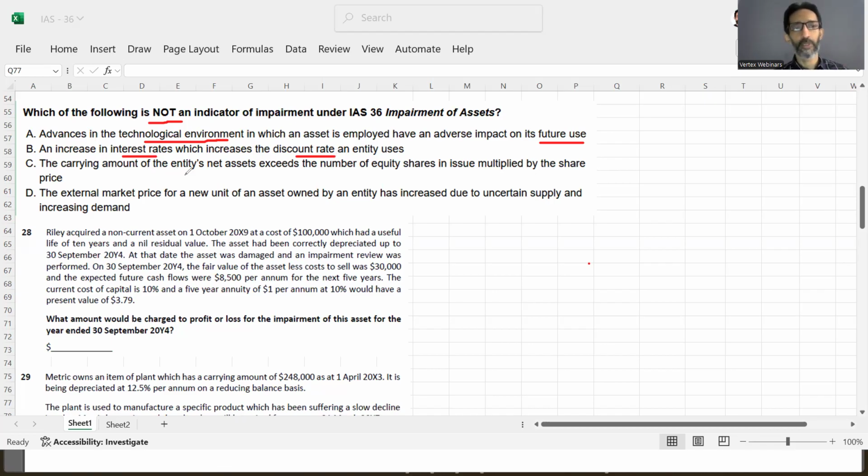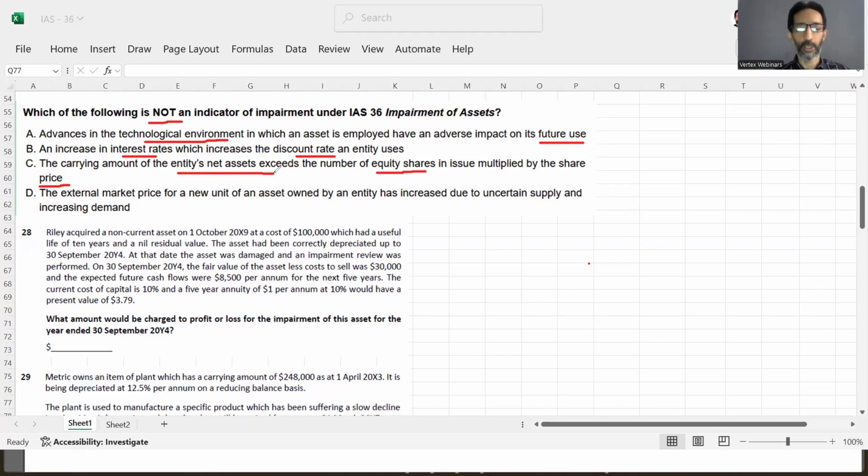The carrying amount of the entity's net assets exceeds the number of equity shares in issue multiplied by the share price. The number of equity shares multiplied by the share price tells us the market capitalization of the business, or the value of the business. So they say that the net assets have a higher value than the market capitalization of this business.